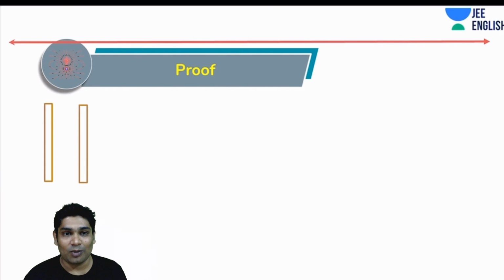So okay, let's talk about the proof. Let's start by assuming that every sheet is a different kind of a surface. Let's assume the charge density here is sigma.